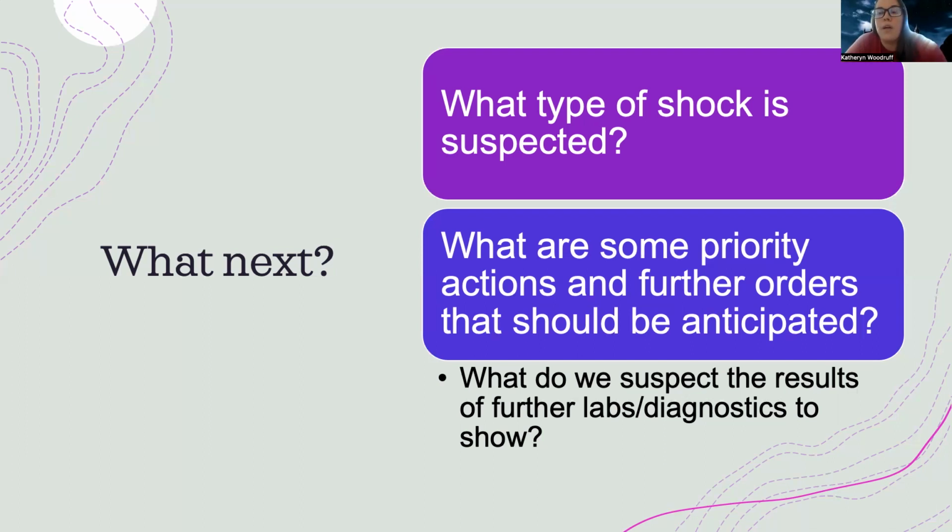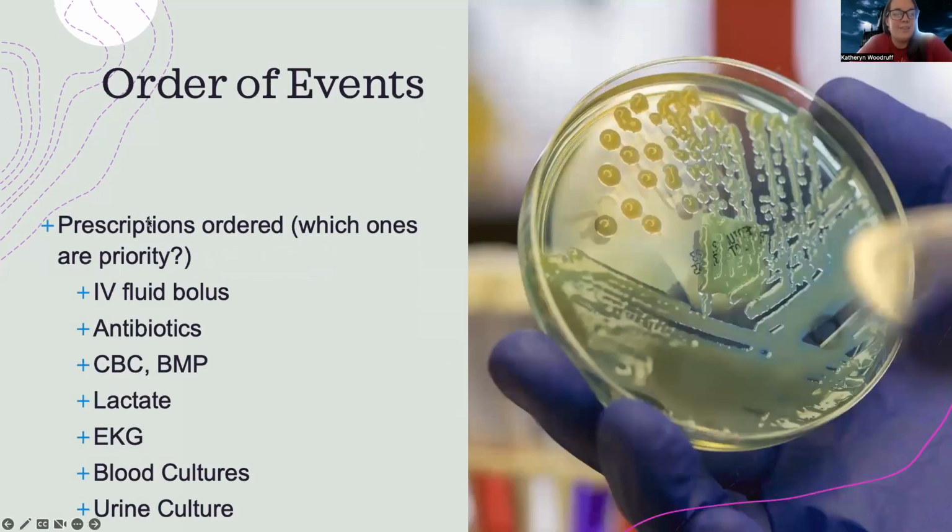We'll probably want to get some other labs, and then checking in on the urinalysis we've sent. It looks like there's infection, but I might need to send further cultures, to see what's growing and maybe see if there's anything growing in the blood. Those are some of my initial thoughts. Let's see how I did. Woohoo! All right. So IV fluid bolus.